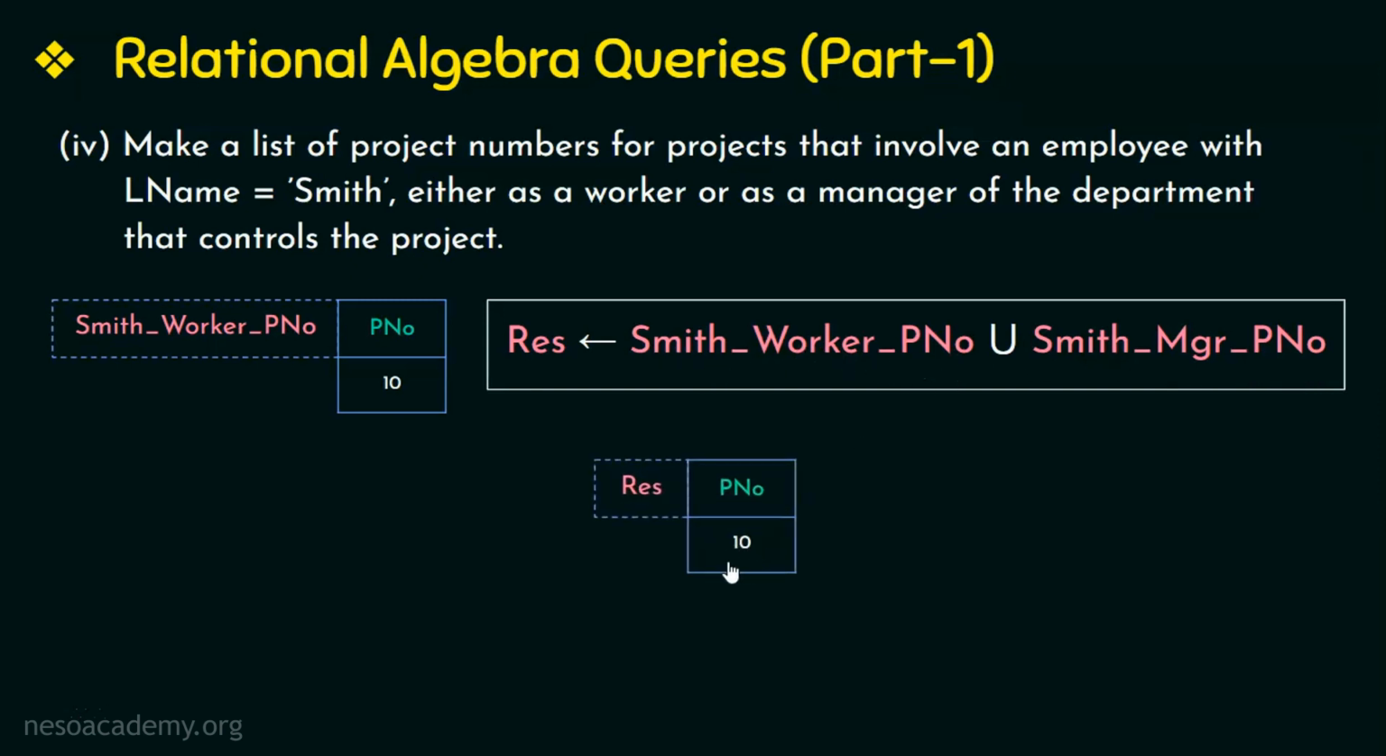Therefore, project number 10 is the only project that involves an employee with last name Smith, either as a worker or as a manager of the department that controls the project. Hope you understood this query. With this, we come to the end of this video, part 1 of example queries. In the next video, we will see a few more examples.